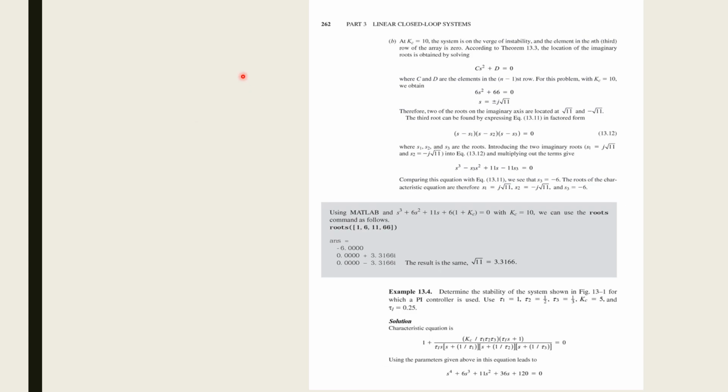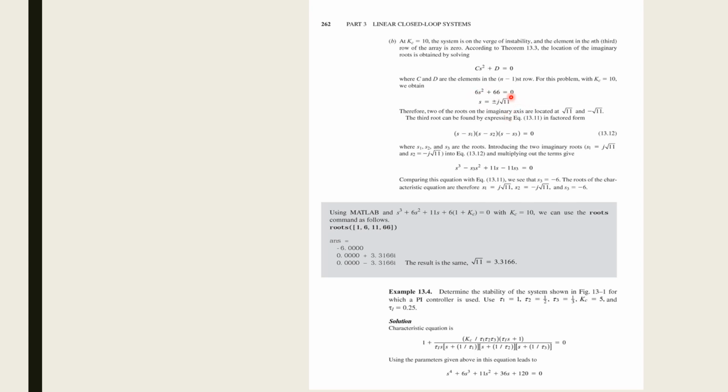Okay, in the case where Kc equals 10, what will happen is that this is where we start to use theorem 3: one of the rows will be all zeros. To solve for the roots on the imaginary axis, where the real part is 0, you can use this equation. The theorem says you take s squared plus d, where d is the coefficient from the row before, the n minus 1 row, so you use the values 6 and 66, and when you put these in, you will solve.